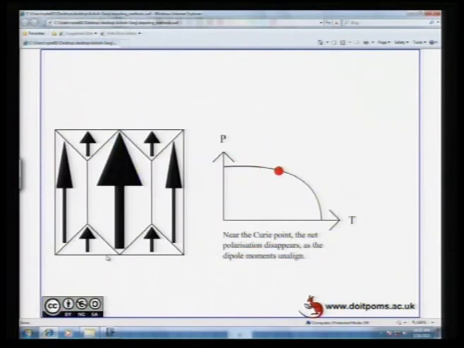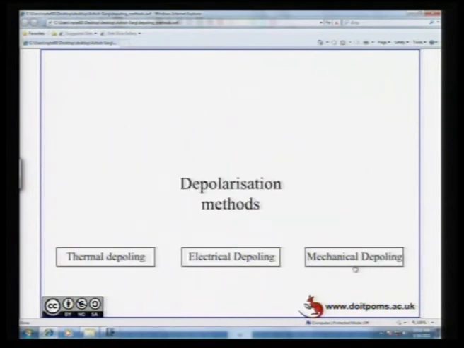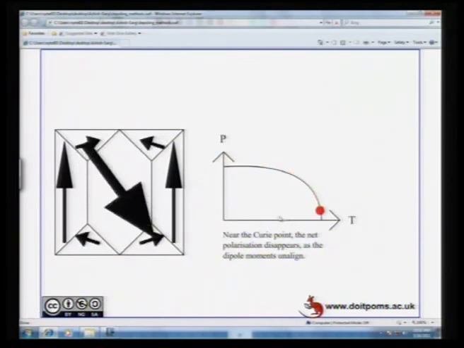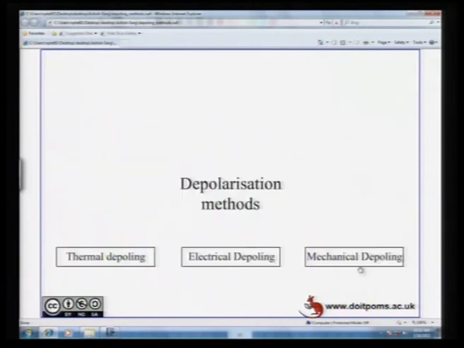Now you know the polarization, as it comes back to the Curie temperature, the polarization completely disappears, which means the dipole moments unalign. If I restart this thermal poling, as the temperature is increasing, you see how the polarizations moved. They were earlier in the reverse direction, and they have now moved into the direction, so that the net polarization of the material becomes equal to 0. This is what is called thermal depoling.